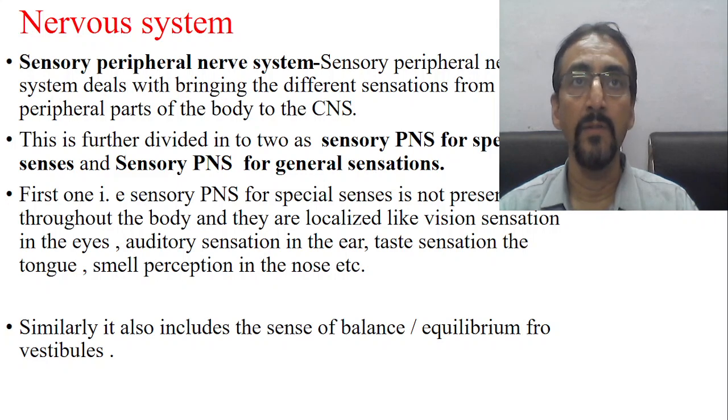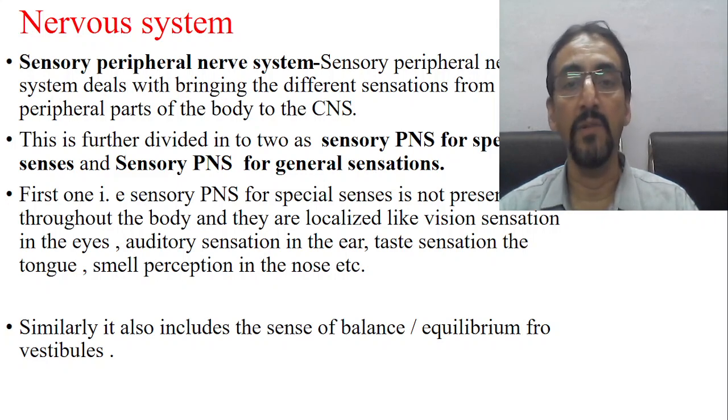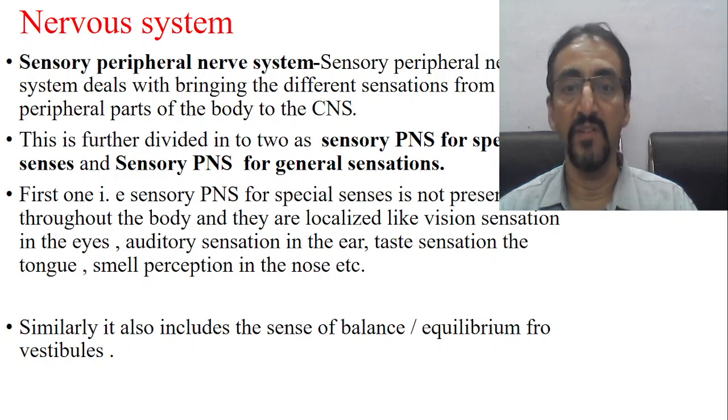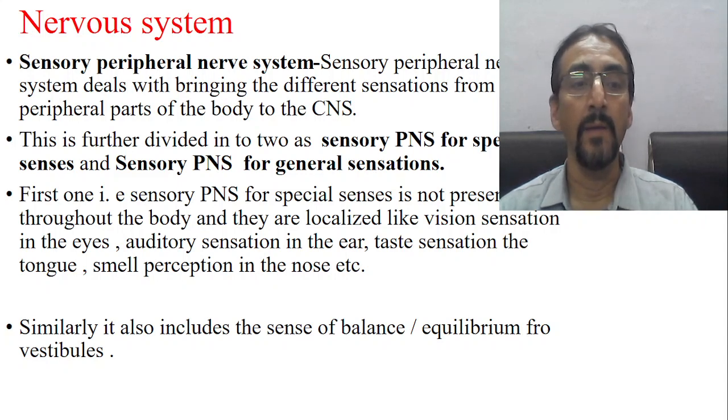Peripheral nerve sensory system for special as well as general sensation. What comes under special senses? This includes auditory sensation, visual sensation, taste perception, smell perception, all our jnanendriya, and then the touch sensations basically. So this includes under the special sensations. This also includes one more special sensation.